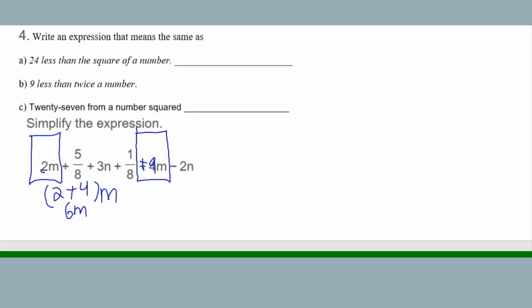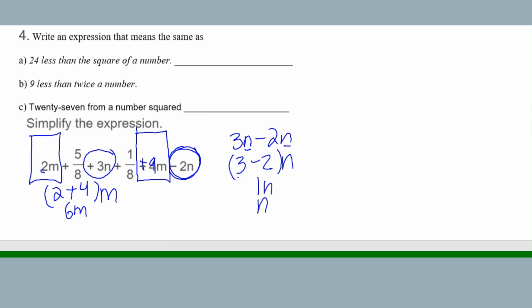And then I have plus 3 times n. A like term with that is minus 2 times n. So I'm going to come over here and I'm going to write that. So 3 times n minus 2 times n. Make sure you keep the sign that's in front of the term. n is a common factor, so I'm going to factor out the n, and I'm going to write 3 minus 2. 3 minus 2 is 1 times n, and 1 times n is just n. And n is positive, so I'm going to put 6 times m plus n.